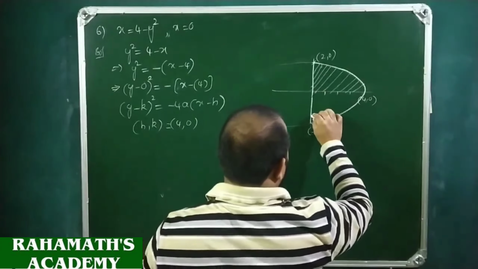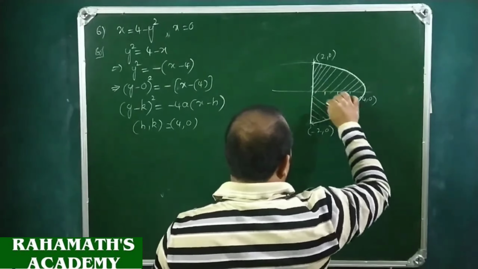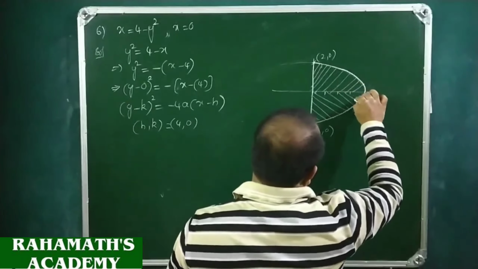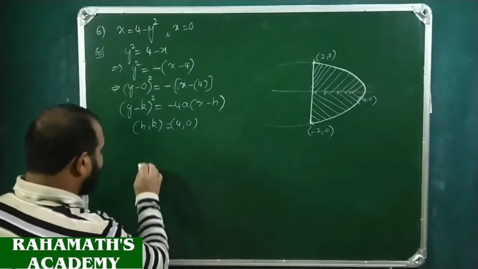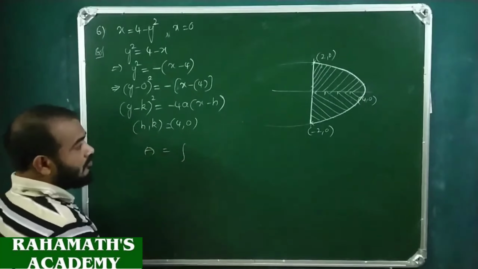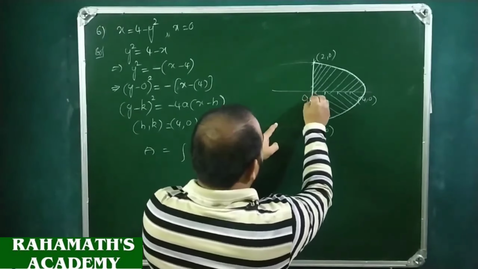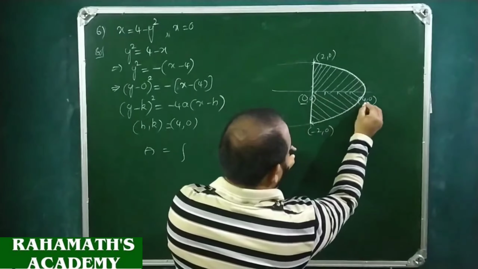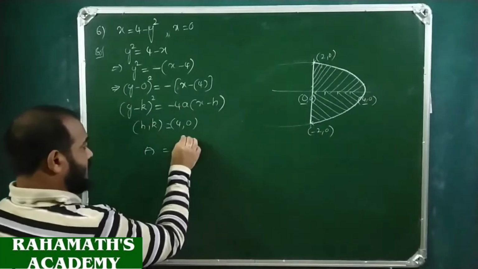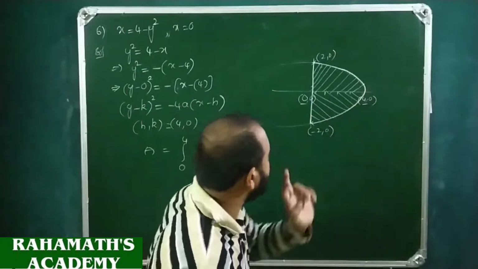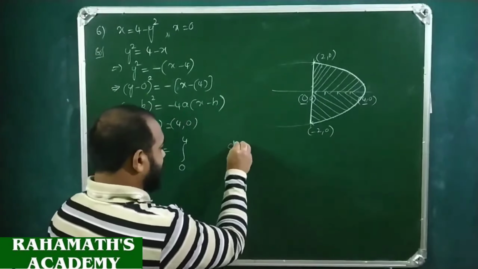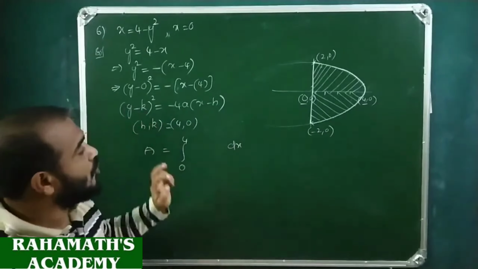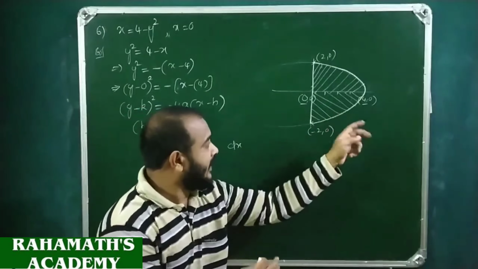Okay. So the area of the region bounded by these two curves is what we want to know. Area is equal to, from 0, 0 to 4, 0. So 0 to 4 are the limits of x, dx.